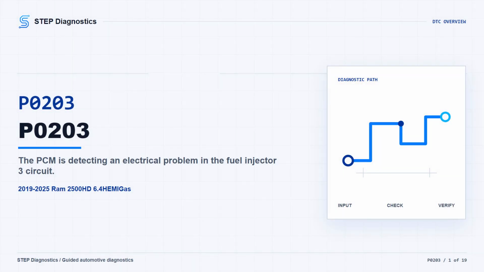On this Ram 2500HD with the 6.4 gas engine, P0203 may mean the PCM is detecting an electrical problem in the fuel injector 3 circuit. The truck may turn the MIL on, and depending on how the fault shows up, it can run rough, misfire, or have an intermittent drivability complaint.